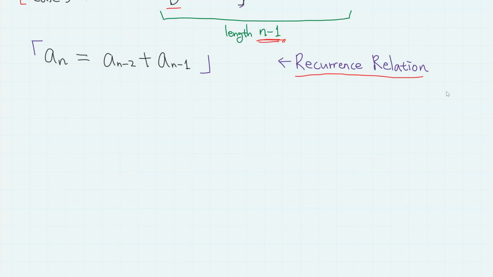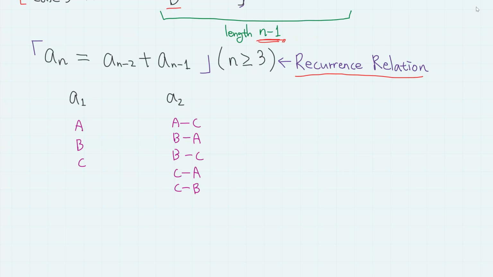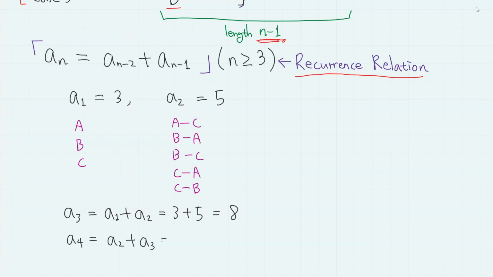Once you reach this point, the rest is pretty easy. The only thing we need to be aware of is that this recurrence relation only works for n greater than or equal to 3, meaning that we have to find a_1 and a_2 separately. And you can easily find that a_1 equals 3 and a_2 equals 5. Therefore, a_3 can be obtained by a_1 plus a_2, which is 3 plus 5, hence 8, and a_4 can be obtained by a_2 plus a_3, which is 5 plus 8, hence 13.